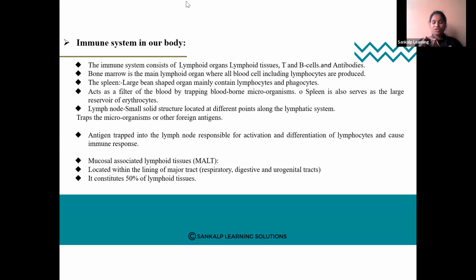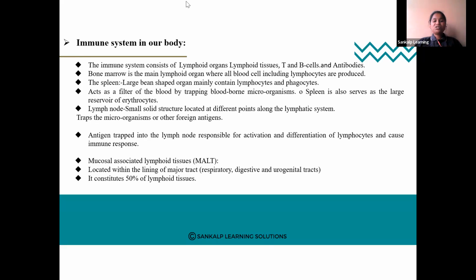Next, antigen. An antigen, a foreign particle or infective microorganism which has entered our body, will be trapped and stuck in the lymph node, and is responsible for activation and differentiation of lymphocytes and causes an immune response. Once the antigen is trapped in the lymph node, the lymph node gets activated and differentiates the lymphocytes, and it causes the immune response. What we should do with that antigen, the further action will be done by the lymph nodes.